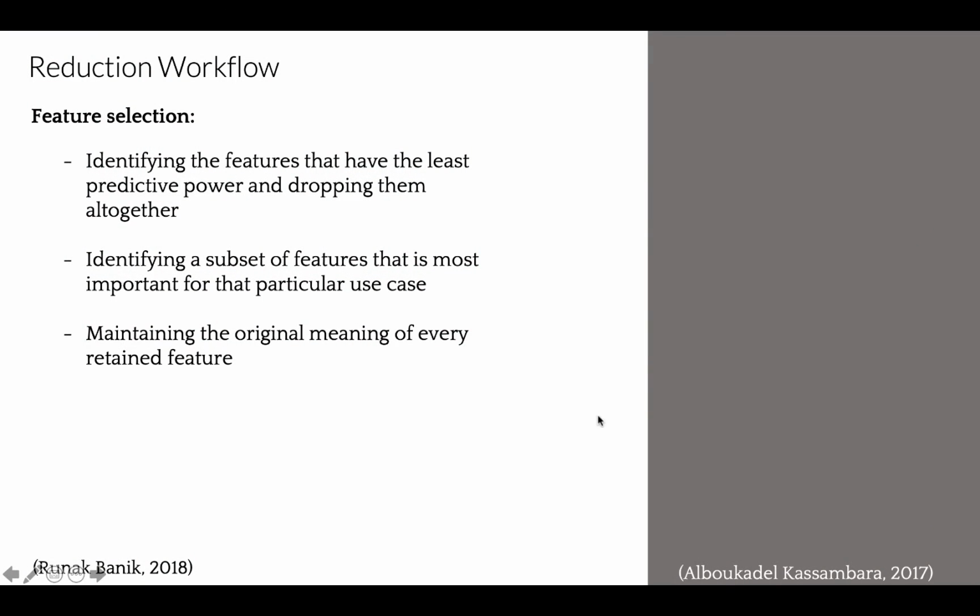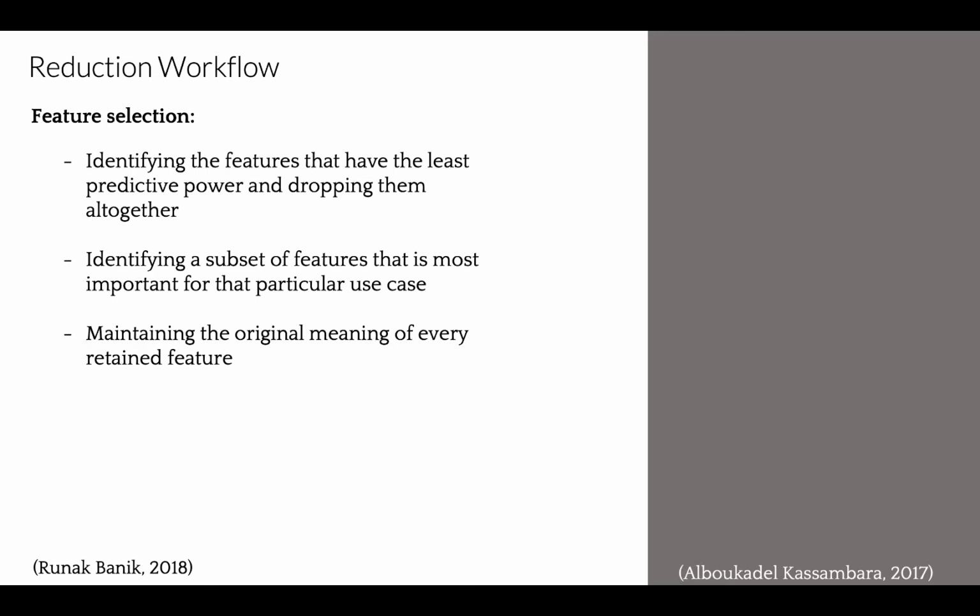There are two ways to achieve dimensionality reduction. First, feature selection. This method involves identifying the features that have the least predictive power and dropping them altogether. Therefore, feature selection involves identifying a subset of features that is most important. An important distinction of feature selection is that it maintains the original meaning of every retained feature.